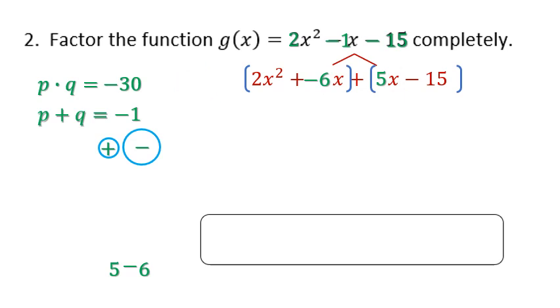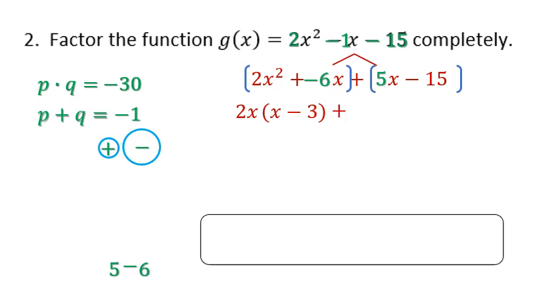Now we can group them. What goes into each of these pairs? What's our greatest common factor for each? This first pair, 2 goes into both those numbers, and they both have an x. So we'll pull out a 2x. Divide each of those by 2x. Well, the 2's gone, one of the x's is gone, but it'll still have an x. Negative 6 divided by 2 is negative 3, and that x will go away completely.